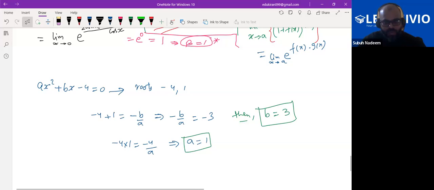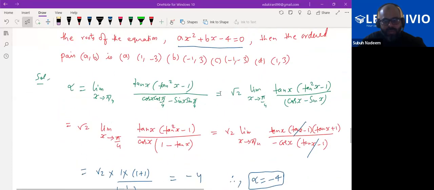You said C option, Levin, I think. Levin said A option, okay. But we have a is 1, b is 3, which means D option, no?